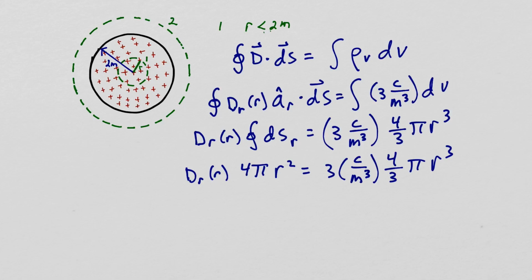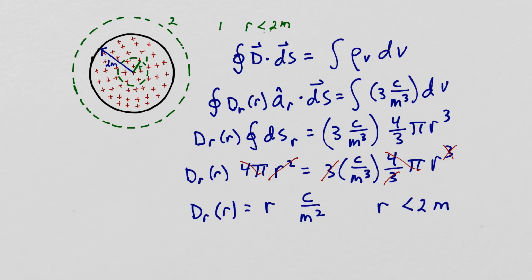The 3's cancel, the 4 pi's cancel, and an r squared cancels from each side. When you put r in meters, you'll end up with coulombs per meter squared, so the electric flux density field for r less than 2 meters is r coulombs per meter squared.